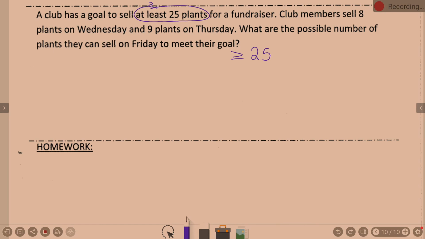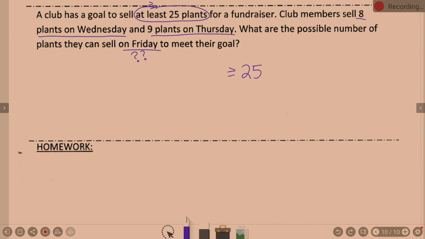Now, club members sell 8 plants on Wednesday, 9 plants on Thursday, and we want to know how many they could sell on Friday to meet their goal. Can you see where we're going with this? 8 on Wednesday, 9 on Thursday, so many on Friday to meet their goal of greater than or equal to 25. What can I write out here? Think about the math. What are we doing?